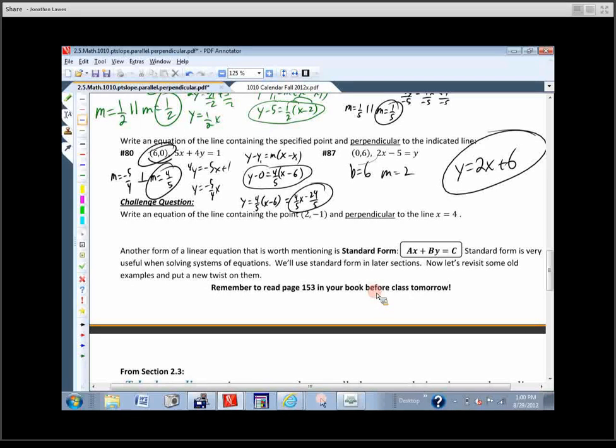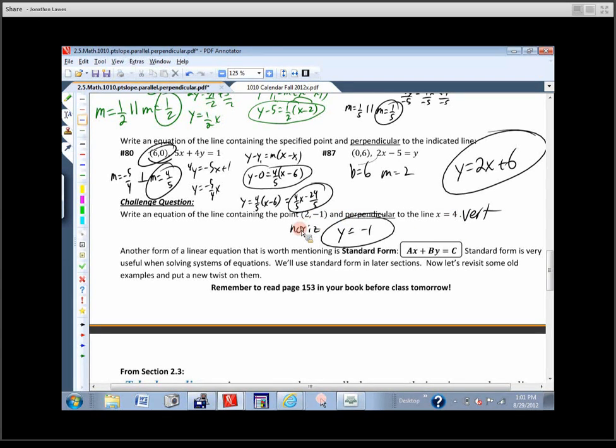It says, write an equation of a line containing the point 2, 1 that's perpendicular to the line x equals 4. So don't say anything out loud. Think about this. What type of line is this? Ingrid, what is it? This is vertical. What's perpendicular to vertical? Horizontal. So if it's a horizontal line, it's y equals a number. Which number would it have to be? It would have to be the -1, so y equals -1.